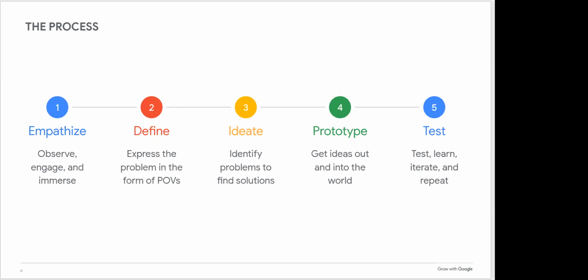Number 3 is ideate. In the ideation phase, you transition from identifying problems to finding solutions to these problems. Number 4 is the prototype phase. This phase is all about getting the idea out of your head and into the real world. And then finally, the test phase. This is the last phase, and it's all about testing. You can create the next iteration of prototypes, test, learn, and iterate. This continuous refinement is an ongoing process.